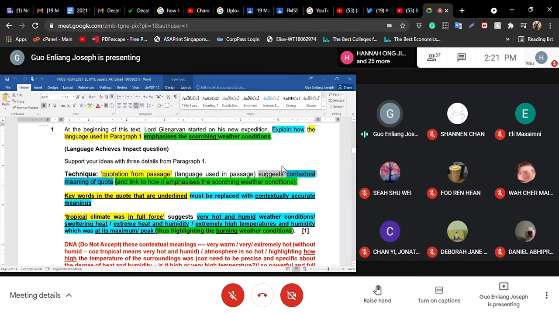to how it emphasizes the scorching weather conditions. So there are three colors to emphasize three parts in the answer to the question. All right. Now notice that I put a bracket here. Whenever I put a bracket, it means it's optional. Okay. Why did I put it as optional?